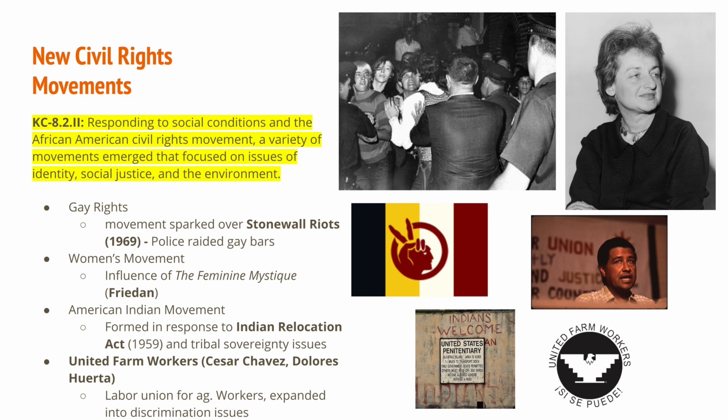So we have the gay rights movement that starts in 1969 after the Stonewall riot. The police in New York City were raiding gay bars and clubs, and they were discriminating against people congregating in those areas simply because they were gay. And the Stonewall riots were a violent backlash against the police actions, and it erupted into a movement that was promoting equality for gay and lesbian people in the United States.